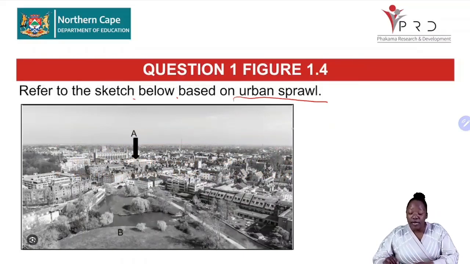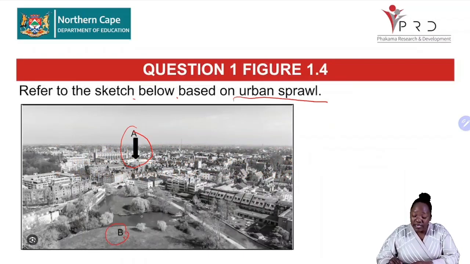Then secondly, you look at the picture that you are given, or whatever diagram that you are given. We are given A there. It is pointing at the center. Then we are given B, area B. What do you see in area B? You can see there is water there. You can see there is vegetation and there are trees.